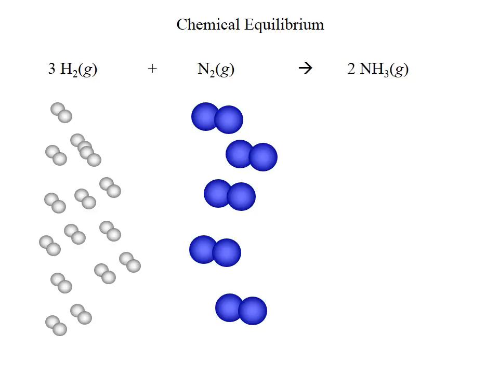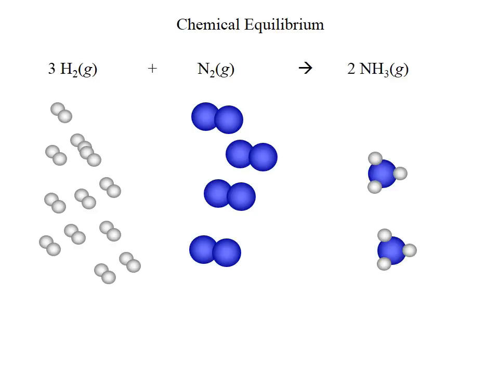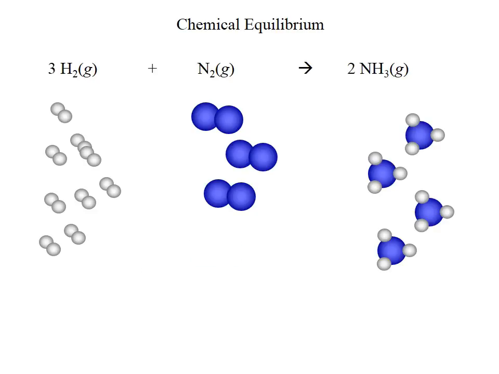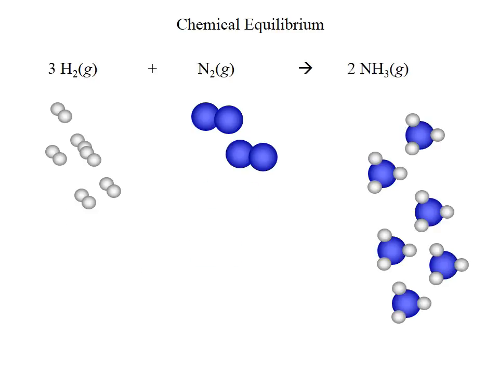So if we start with all reactants, then this reaction will proceed in the forward direction toward products, to the right. Each time we lose 3 molecules of hydrogen and 1 molecule of nitrogen, we form 2 moles of ammonia. Eventually we begin to accumulate a lot of product on the right-hand side.